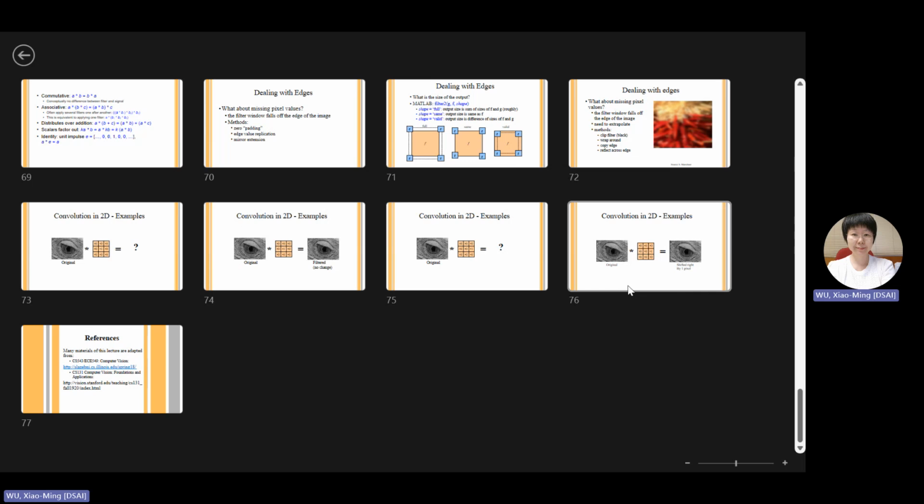By the way, we will have a makeup class during the revision days. Revision days should be from November 30 to December 3 or 4. So we're going to have a makeup class in one of these few days.